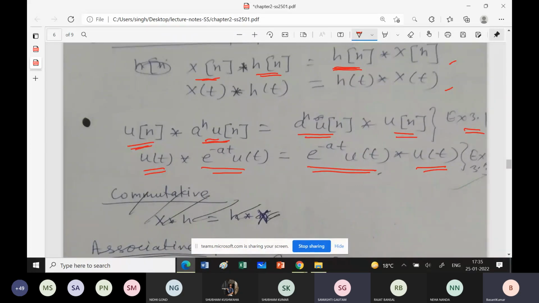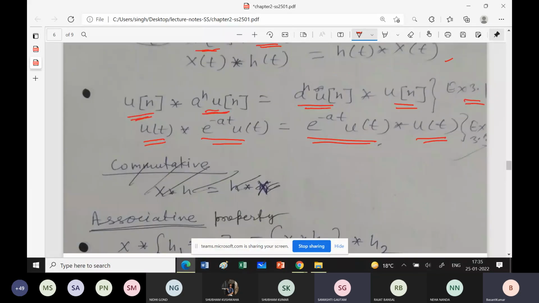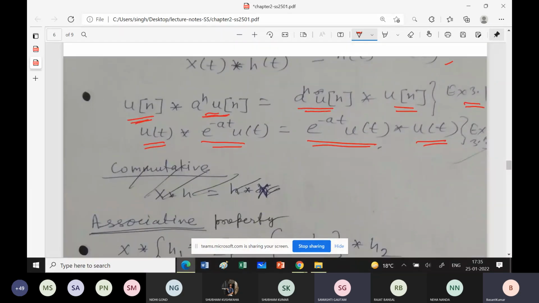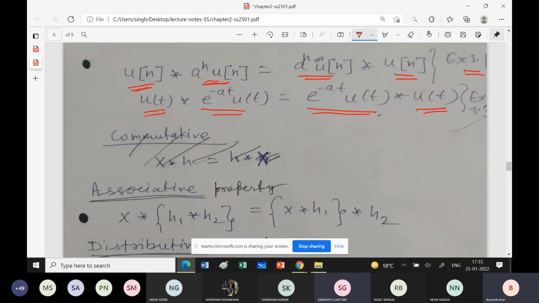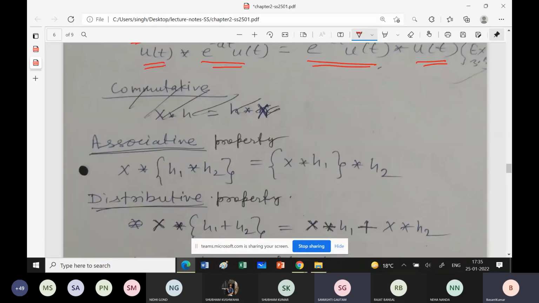Now, it looks like the commutative property we have seen many times, but it may help you in making some decision or some observations. So we will see that.